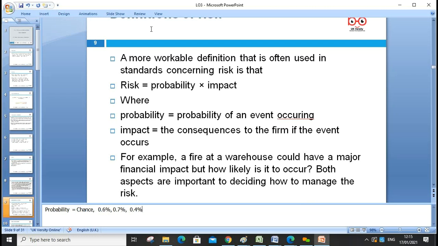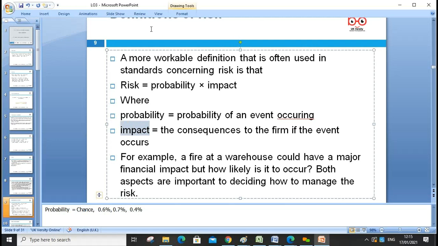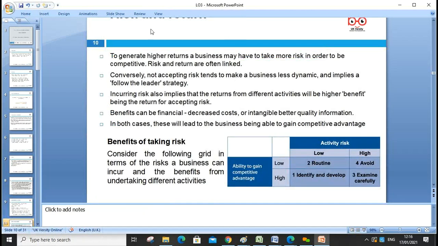So, the probability of the event occurring, and the impact. What impact will it be? Like Brexit, what consequences will it have on the firms? For example, a fire at the warehouse could have a major financial impact. If people are on strike, like in America, it's not only the impact on the political party, it has a financial impact as well. So we have to decide on both aspects and manage them. Yes, we have to look at how we can minimize it.